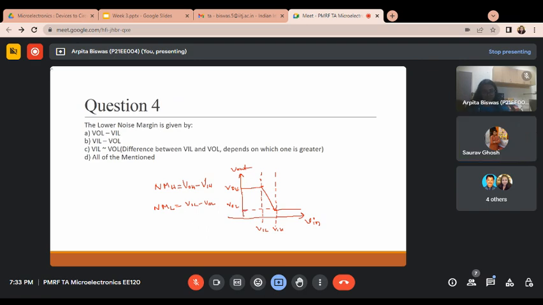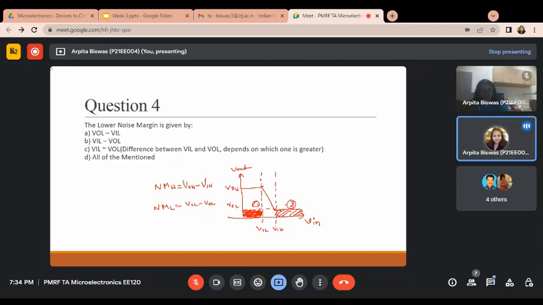Tell me, in this region, this region is the low noise margin. Okay. Now tell me what you will call this region, and what about this region? This is 1 and this is 2. So 1 or 2? Noise margin high.